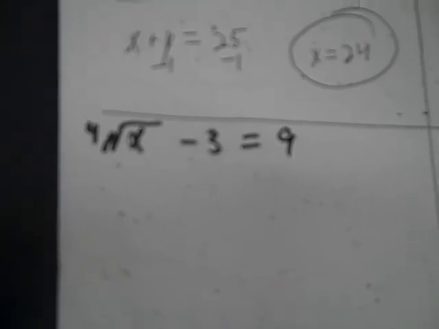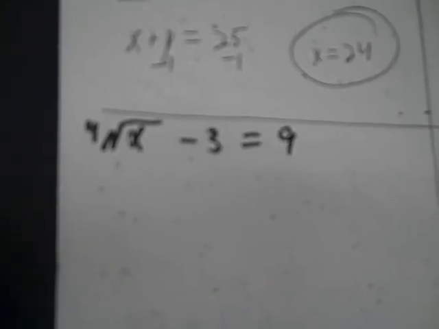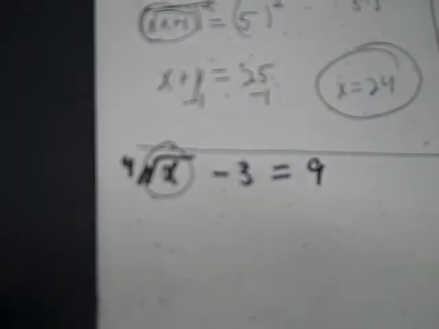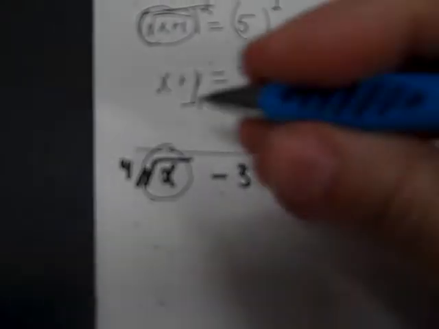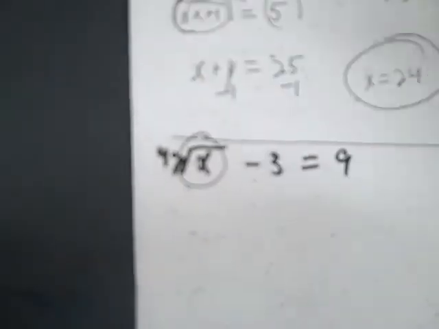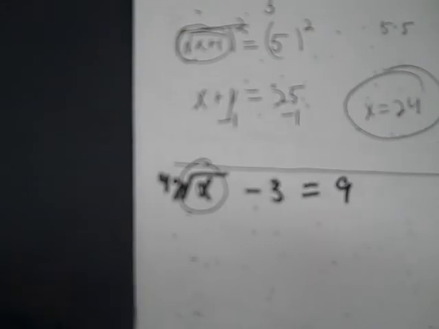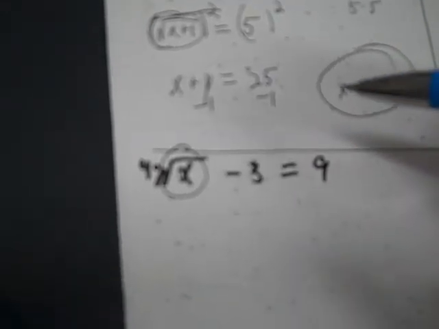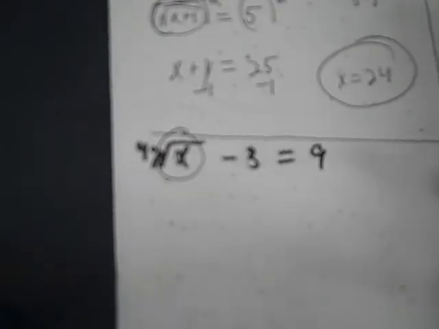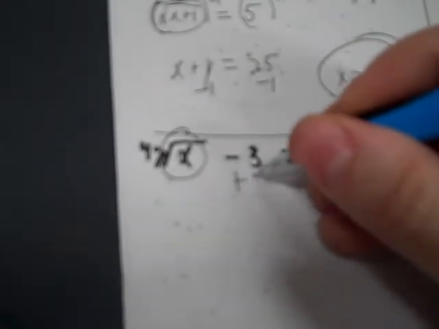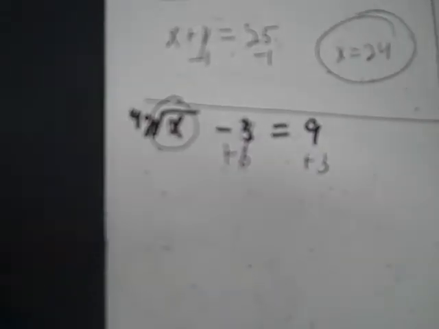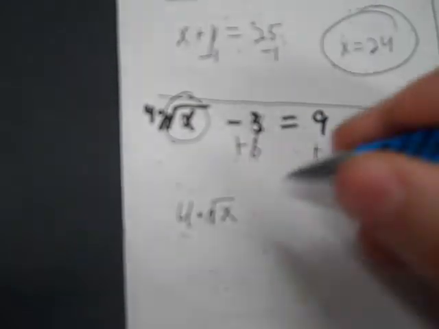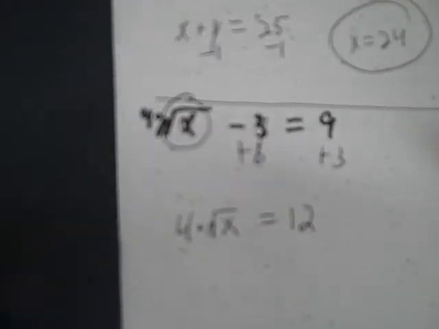Okay, the next one, 4 square root of x, and then minus 3 equals 9. So I circle just the square root portion of the problem, and I see, okay, what numbers do I have outside? Well, I have a 4 that is multiplied by the square root of x, and then 3 being subtracted. We want to take care of this first. Okay, some of you are like, well, does it matter the order you do it? Yeah, it does. You need to plus 3, and I have 4 times the square root of x equals 12.